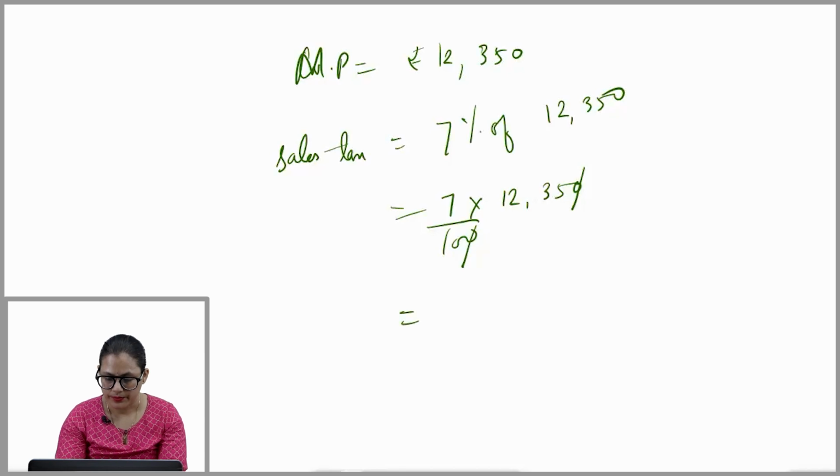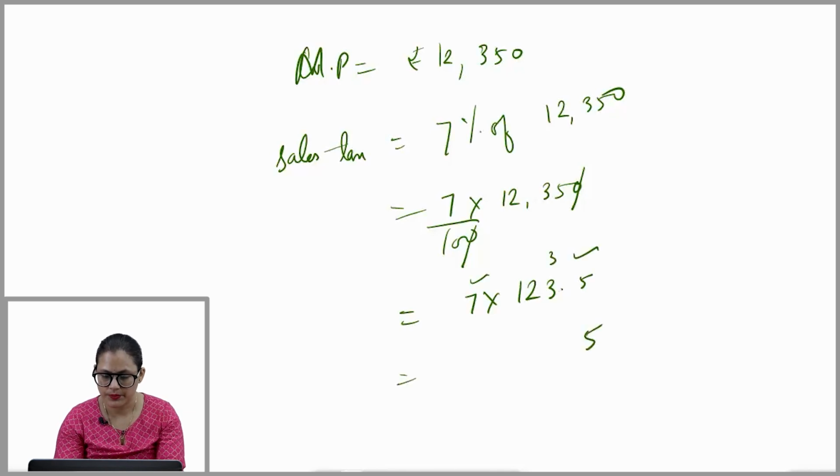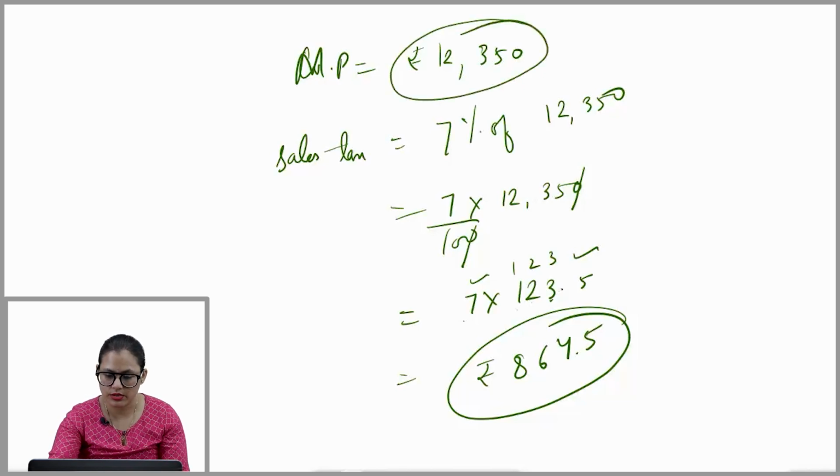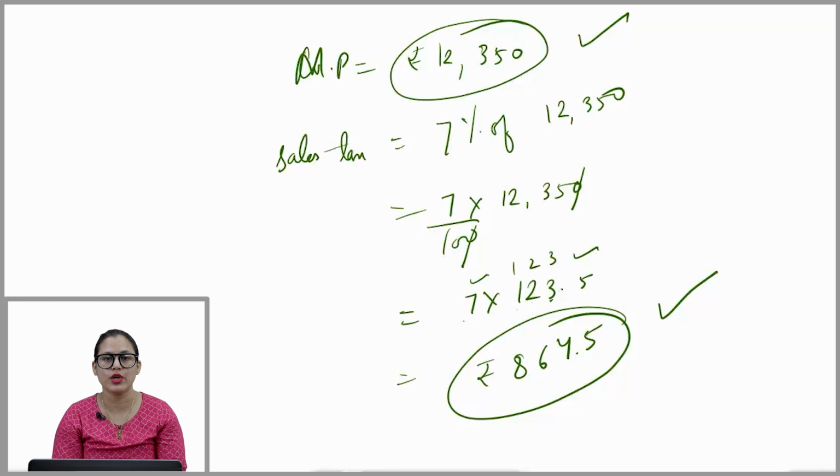Now 7 into 123.5. Okay, so 7 5s are 35, 3 carry. So 7 3s are 21 plus 3 is 24. 2 carry, 7 2s are 14 plus 2 is 16, 1 carry, 7 1s are 7 plus 1 is 8. Okay, so this is the sales tax. Now the total amount you have to find out. You will add this amount to this amount. In this way you will get the total amount which Rani paid for the showcase, right?